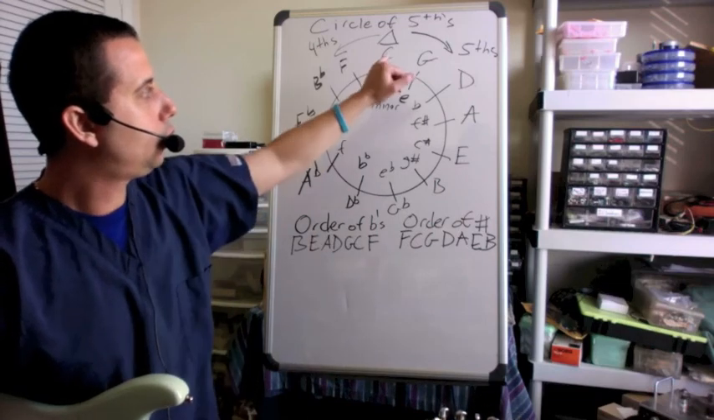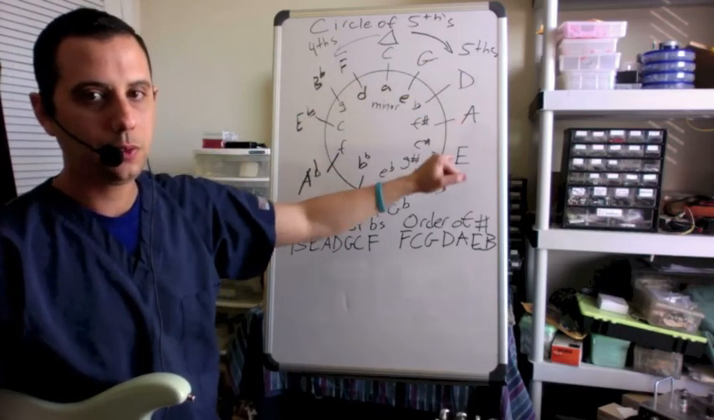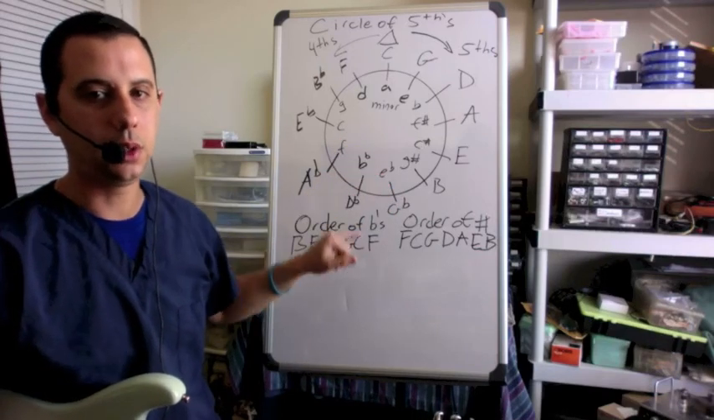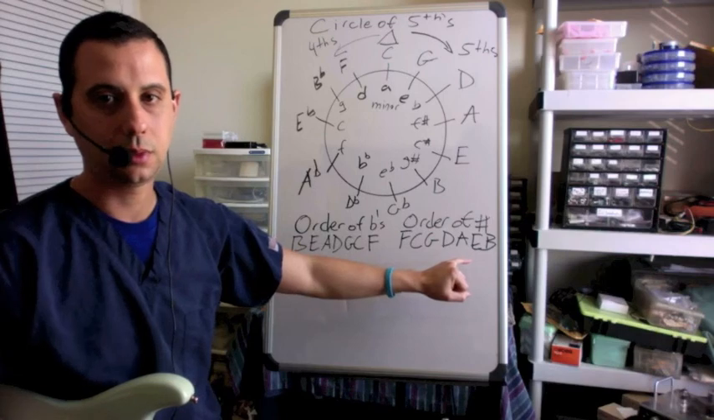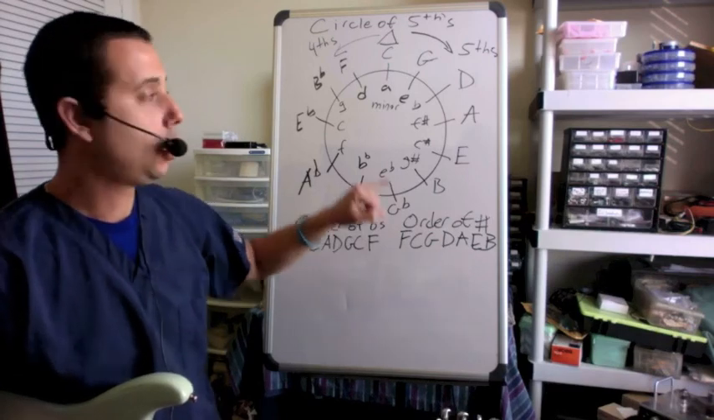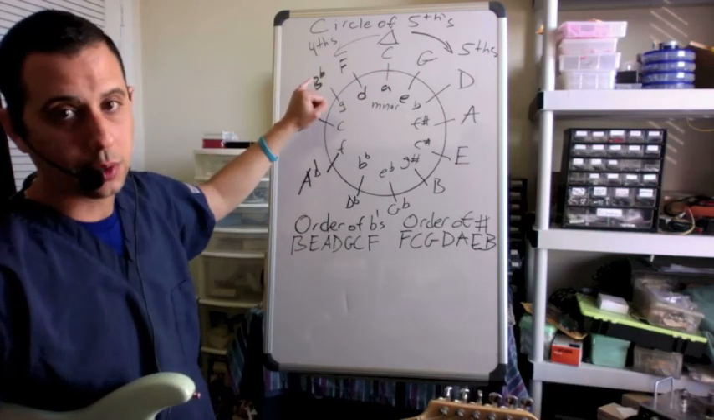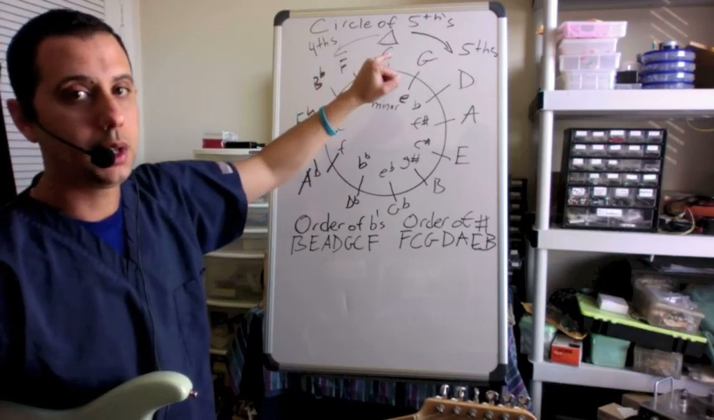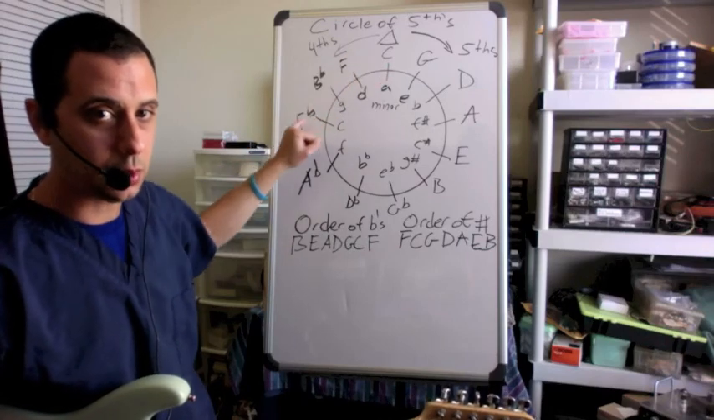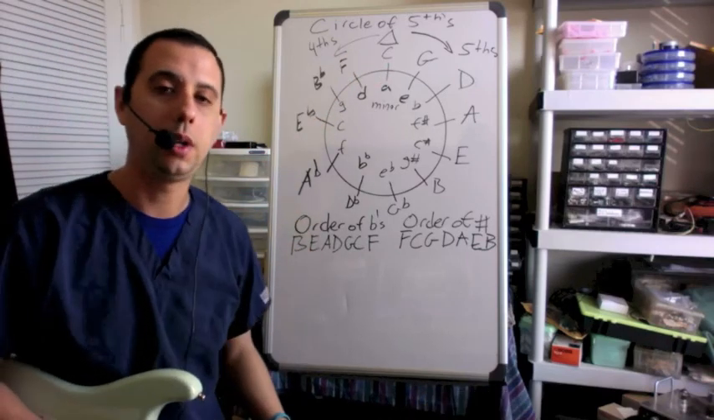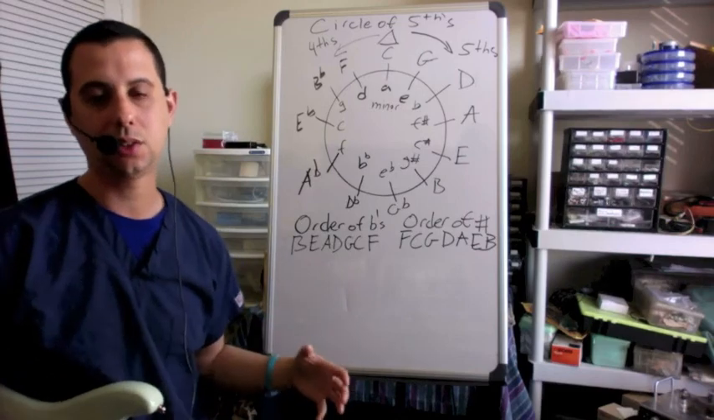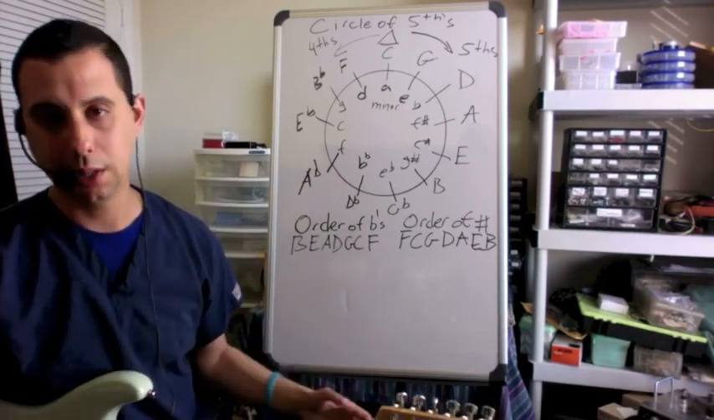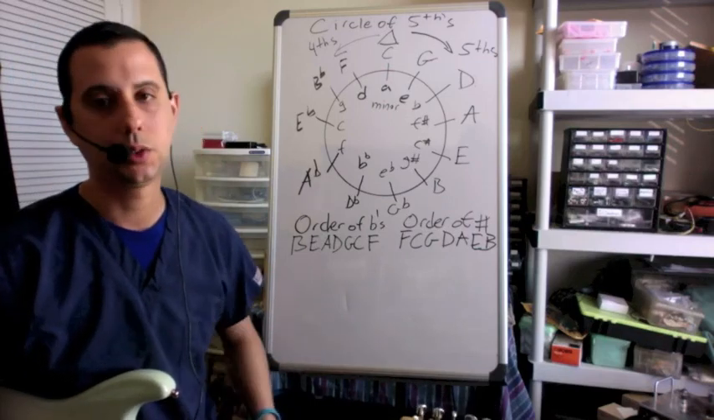When we move in this direction, in fifths, the circle of fifths can help us figure out the order of sharps for any given key. When we move in this direction, in fourths, the circle of fifths can help us see what the order of flats is going to be for any given major or minor key. Okay, so let's break this down.